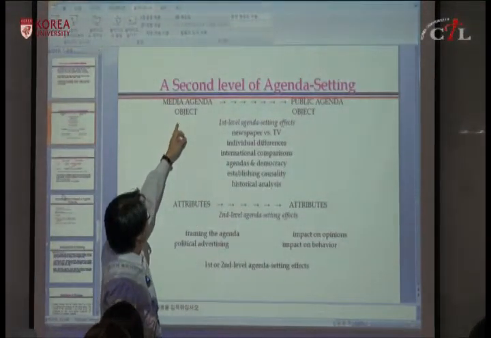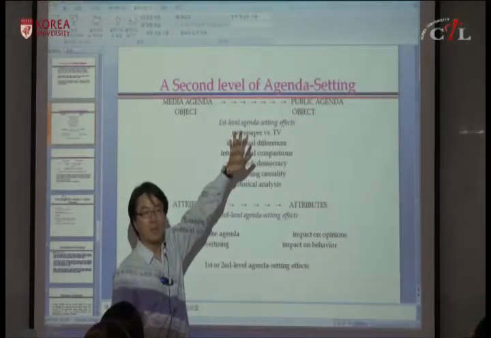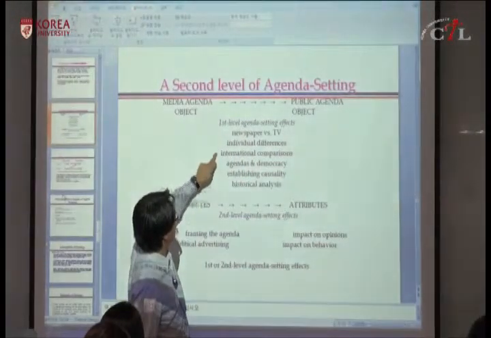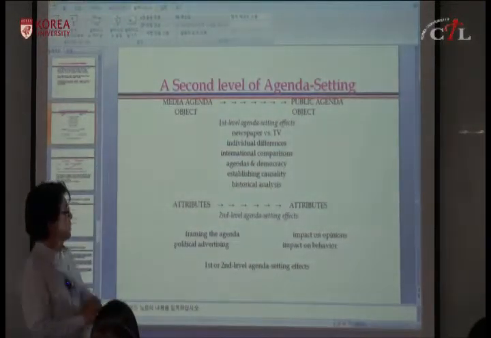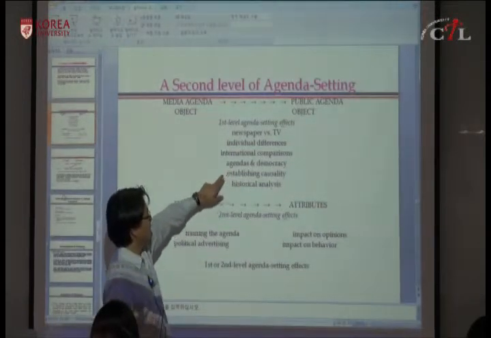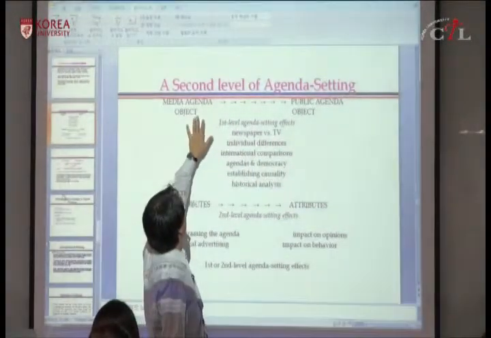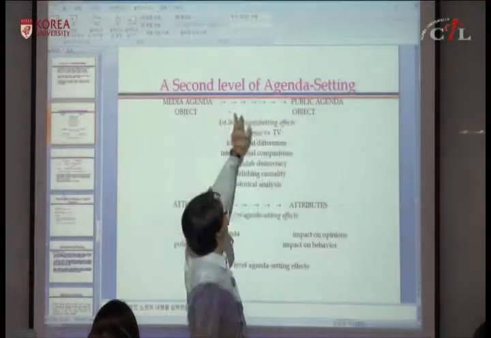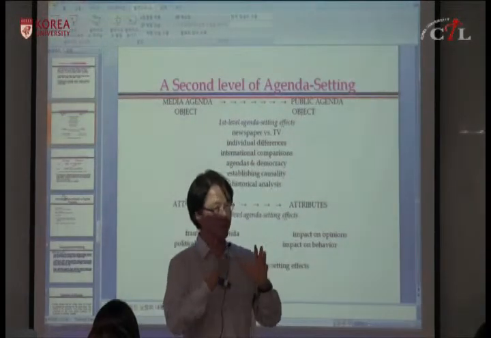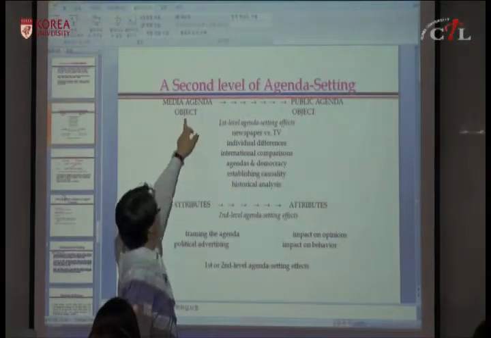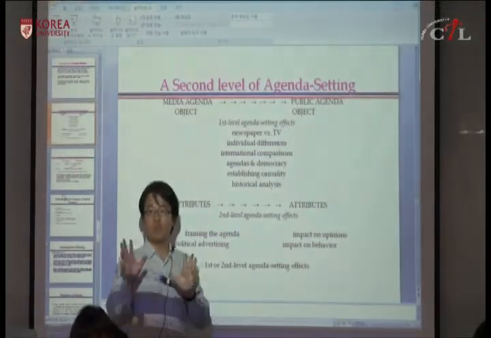Here we have the media agenda and the public agenda, and this is the first level agenda setting. It includes newspaper and TV, individual differences, international comparison, agendas and democracy, establishing causality, historical analysis, whatever. A lot of different focuses, but the relationship between the media agenda and public agenda is the original agenda setting research, which is always focused on the object: what issues, what stories, what agendas. That's first level agenda setting.